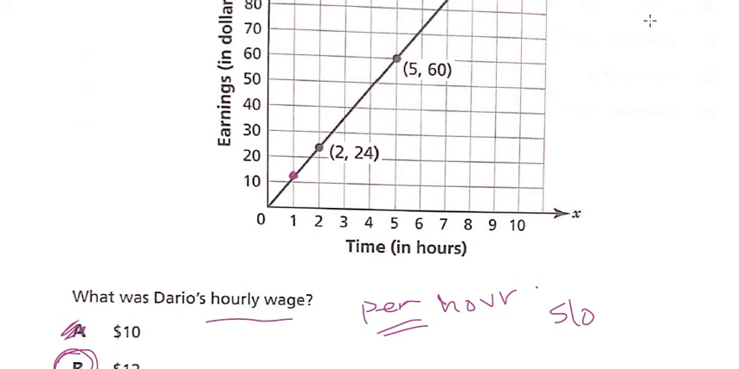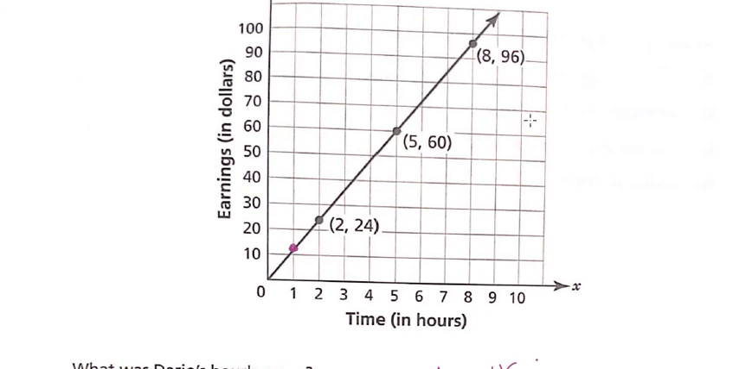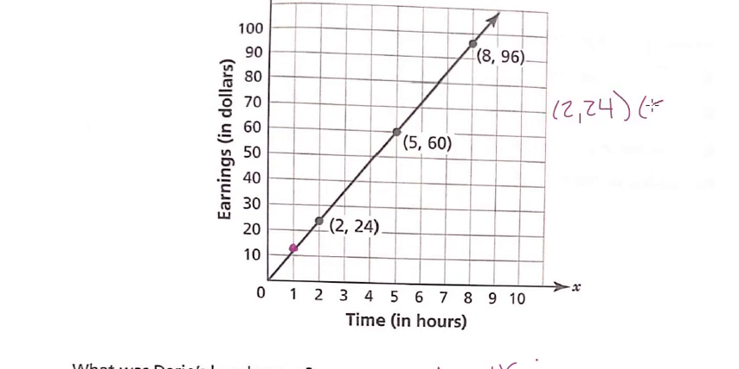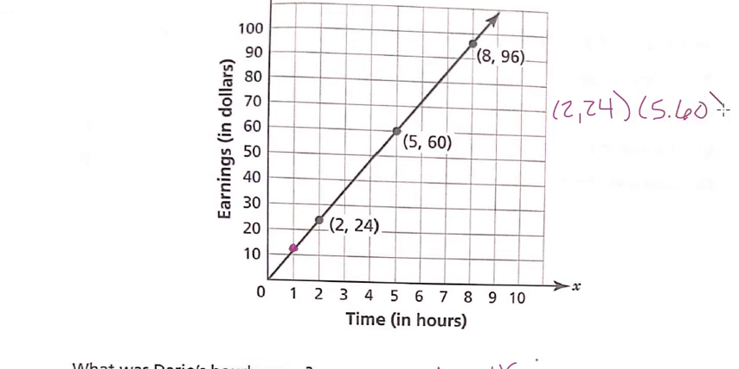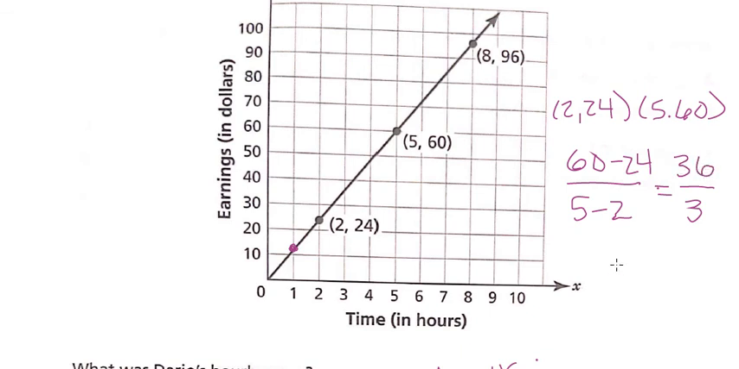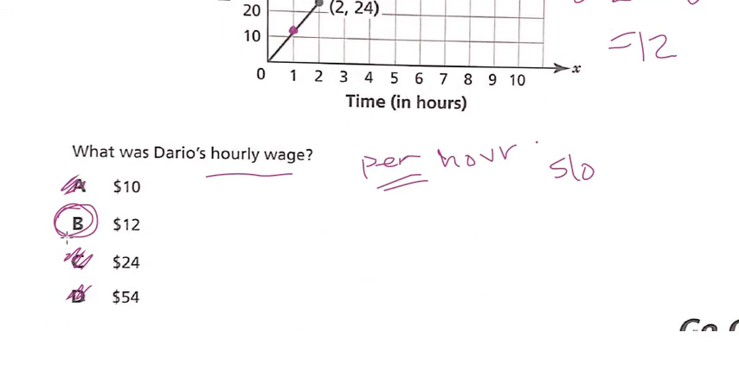We could also find the slope, which is what they want us to do. So that would be (2, 24) and (5, 60), which would be 60 minus 24 over 5 minus 2. So that's going to give me a 3 there and a 36 there. And 36 divided by 3 is 12. So again, lots of different ways to recognize that he is getting paid $12 each hour.